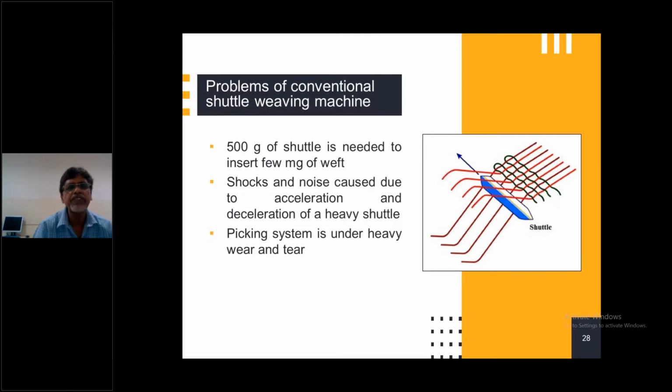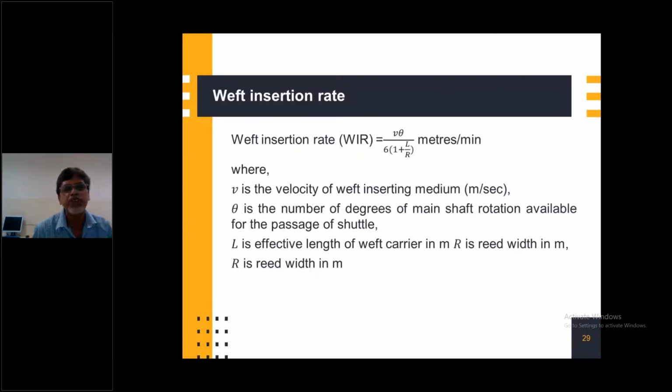So then what can be the possibility? In order to design a high-speed machine, the basic science is here. All machines are designed based on this basic science. We want to increase the insertion rate, since we calculate the capability of any machine in terms of insertion rate. The weft insertion rate of the machine equals V times theta divided by 6 times (1 plus L by R). This is a summary of how we calculate the capabilities.